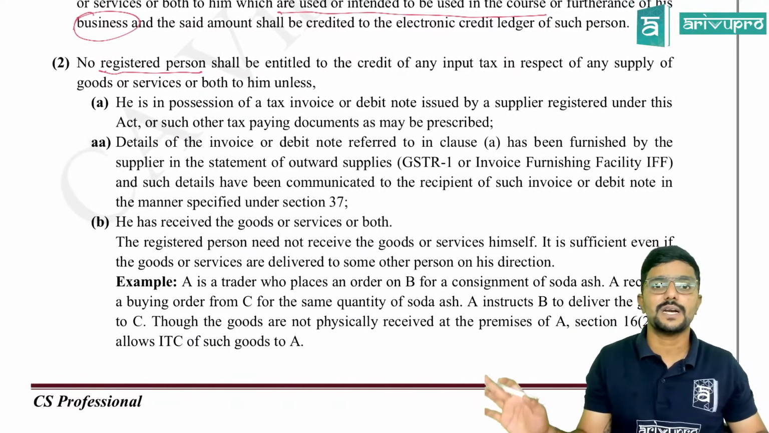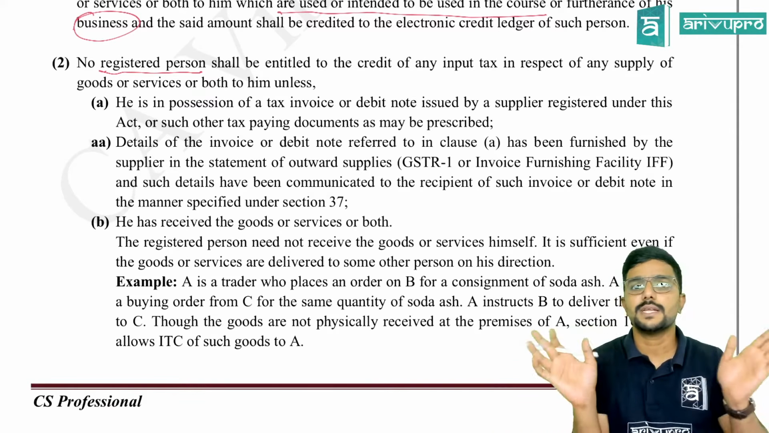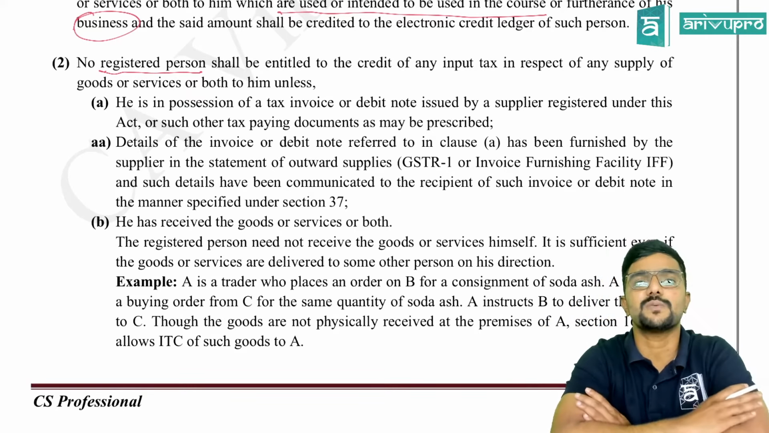And only if the following conditions are satisfied, he can claim the credit. All conditions have to be satisfied. It's not like one condition you satisfy and the other you do not. In that case, you cannot claim the credit. All the conditions cumulatively have to be satisfied, guys.